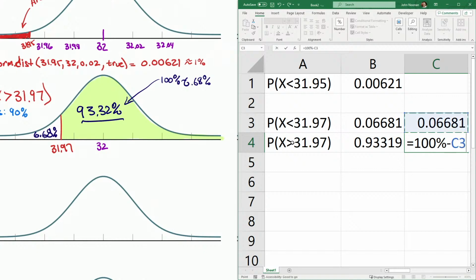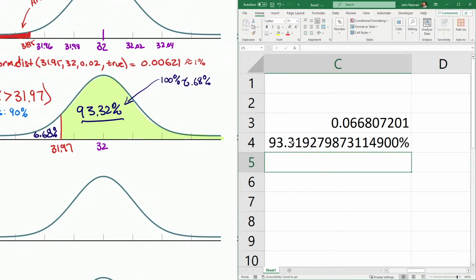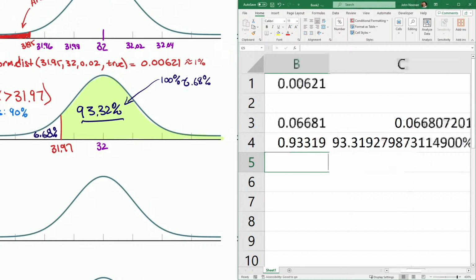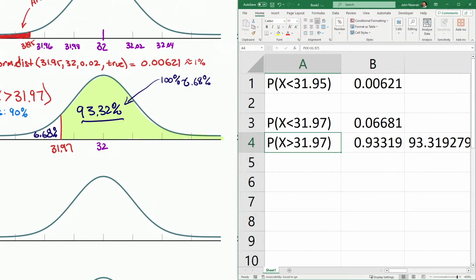100% minus that number. And of course, then it gives it to you as this big, ugly number with so many digits. But I'm happy with either one of these. So this is 0.9332 or 93.32%. Whichever one you prefer is fine. I'm almost sure that Newton will prefer the decimal. So just do whatever Newton wants you to do.